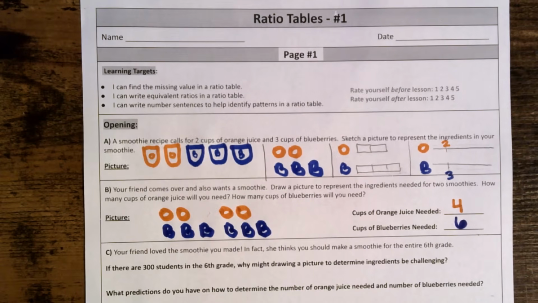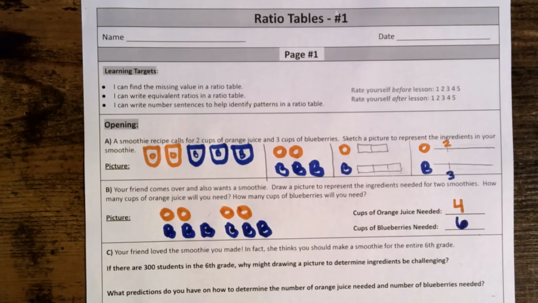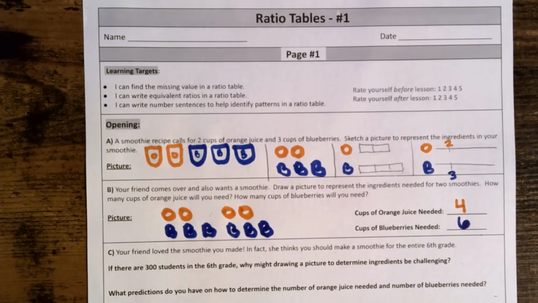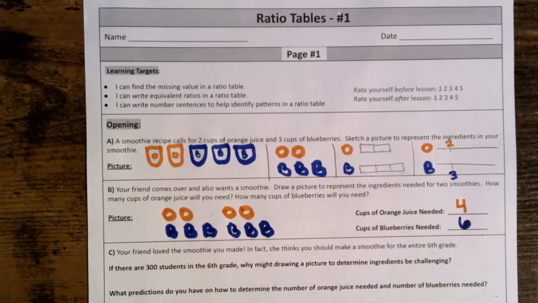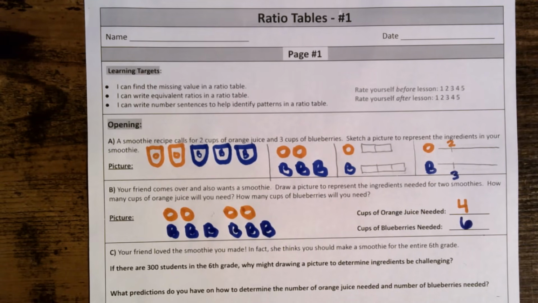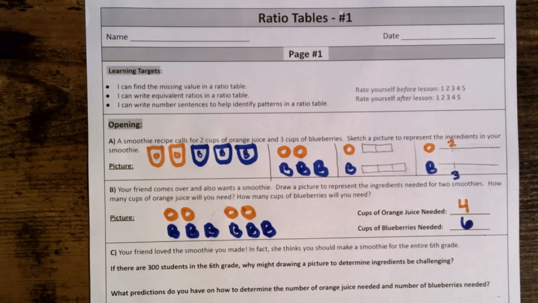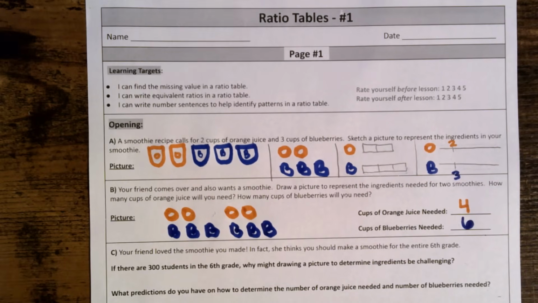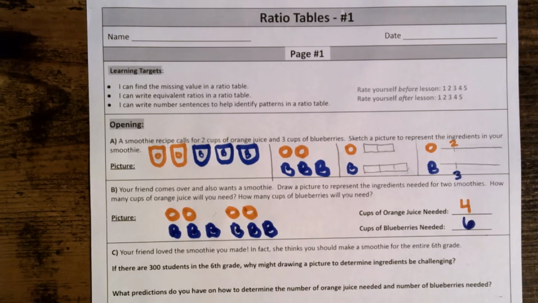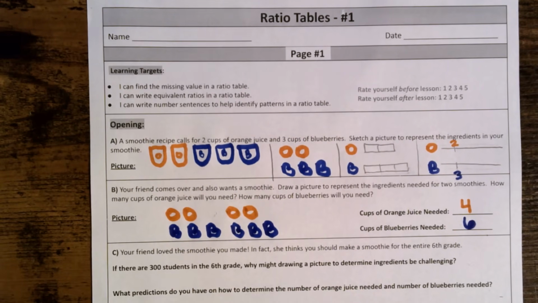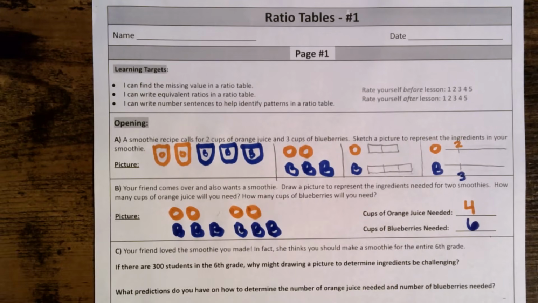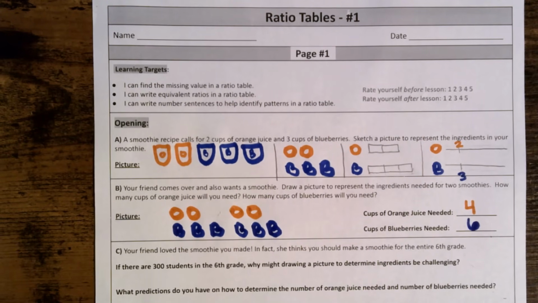Let's take a look at problem C. Your friend loved the smoothie you made. In fact, she thinks you should make a smoothie for the entire 6th grade. If there are 300 students in the 6th grade, why might drawing a picture to determine ingredients be challenging? Pause the video and answer this question. Well, if we need to make 300 smoothies, repeating this process 300 times would be too time-consuming.